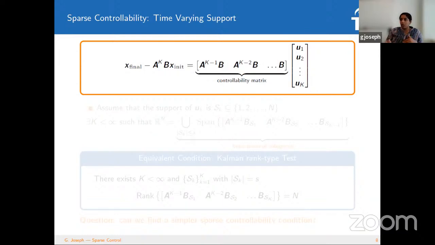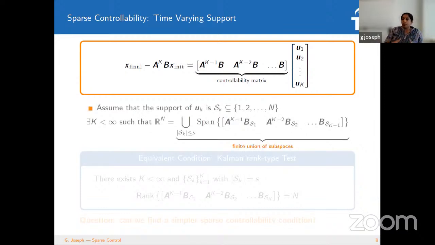We want to solve the set of equations under the constraints that U1, U2, all the way up to U_K are sparse. We know that in the earlier case, we wanted the support to be constant across all the U_k, but here we relax the assumption. We say that U1, U2, etc. can have potentially different supports at different times. So let's assume that the support of U_k is S_k. So we see that the support is indexed by k. So for every time we have a different support.